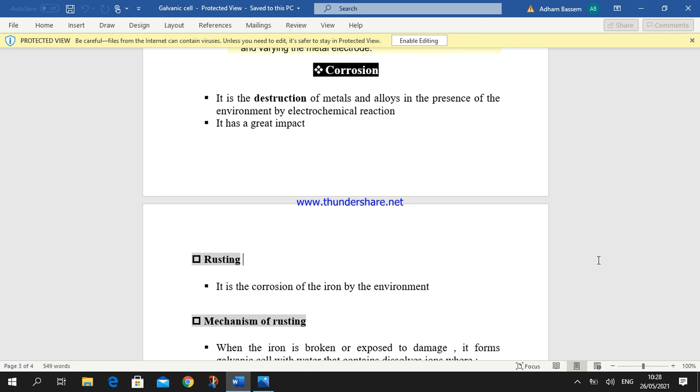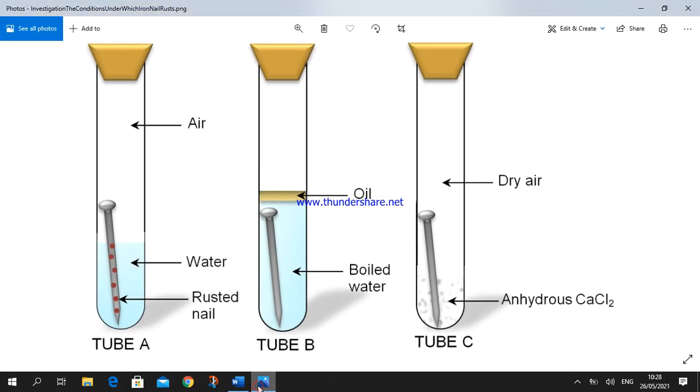So now, what are the conditions required for rusting of iron? Number 1, presence of water. Number 2, presence of iron. Number 3, presence of oxygen. To investigate, oxygen, water, and iron are the necessary factors for iron rusting.